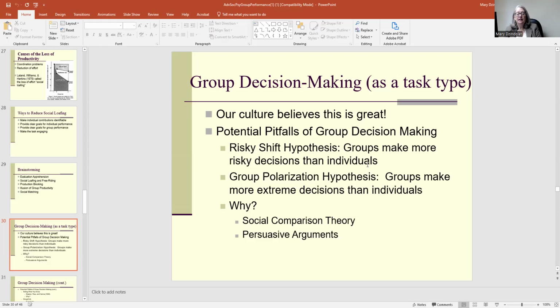The other theory that accounts for this is social comparison theory. We talked about social comparison theory when we were talking about social influence in chapter 6. When we're talking about group decision making, it's the idea that we all think we're slightly better than everyone else when we compare ourselves to other people. And in this case, to be better means that we're slightly stronger in our opinions in the correct direction.